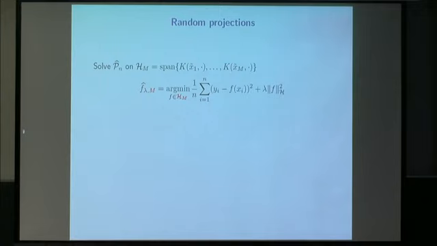So the idea of random projections is very simple and consists in solving the problem we have seen before, but instead of solving it on H, we solve it on a subspace of H, in particular Hm. Here Hm is the span of the kernel functions computed on some points. We call them Nystrom points, and we sample them uniformly from the data set. So we choose M, hopefully way smaller than the number of examples. We sample them from the data set, we build Hm, and we solve this problem.